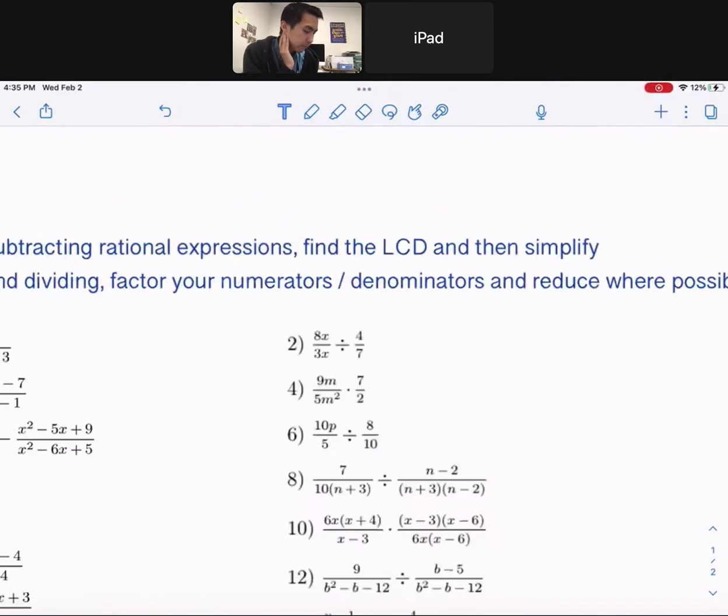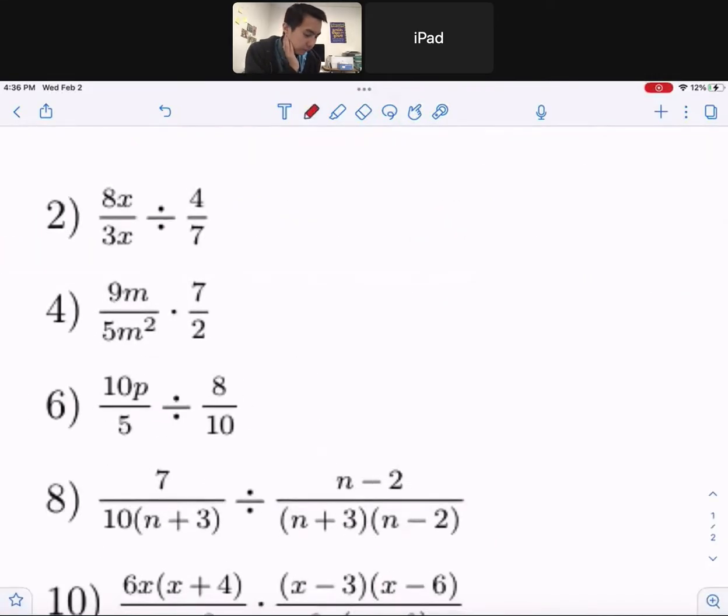So for number 2, this, you guys, is division. So that means we can change that to be multiplication, and then we take the reciprocal of this to make it 7/4. So then we can cancel the x's, and 8 and 4 cancel because 4 goes into 8 twice. Multiply across, 2 times 7 is 14, all over 3.